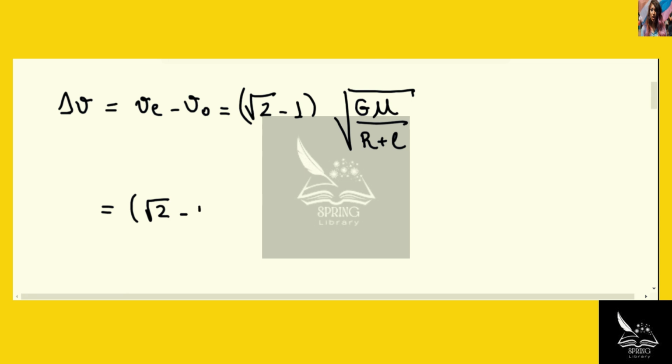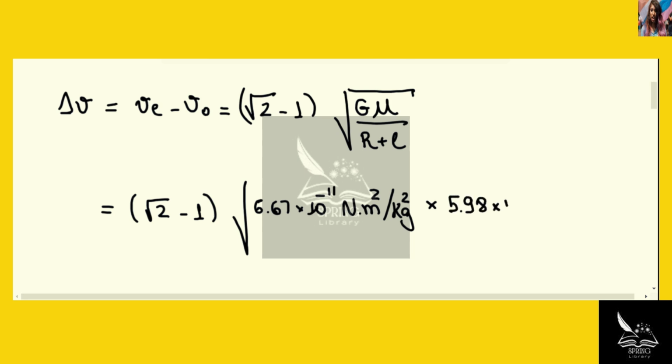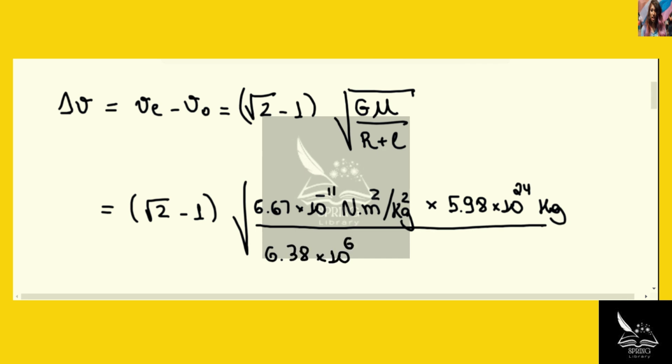So this is the square root of 2 minus 1 times the square root of G, that's 6.67 times 10 to the minus 11 newton meters squared per kilogram squared, times the mass, and the mass is 5.98 times 10 to the 24th kilograms, divided by the radius of the Earth, that's 6.38 times 10 to the 6th meters, plus 20 megameters, so 20 times 10 to the 6th meters.